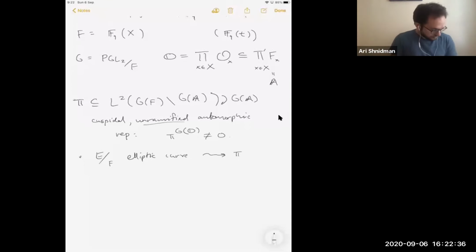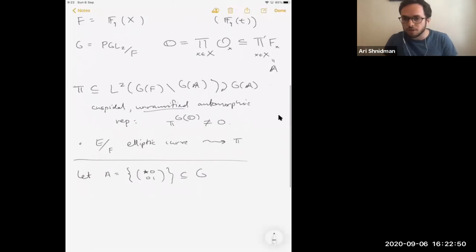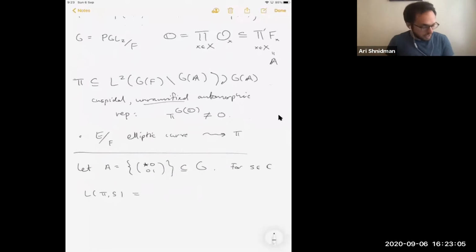Okay, and so I want to talk about the L function a little bit. And so I'll first define the nice split torus inside of my group PGL2. So this is just a copy of G_m sitting inside of PGL2. And for s a complex parameter, we have the L function, L(pi, s). I won't give its proper definition. There's a proper, representation theoretic definition. I'll just jump to one representation of the L function, one way to write it down.